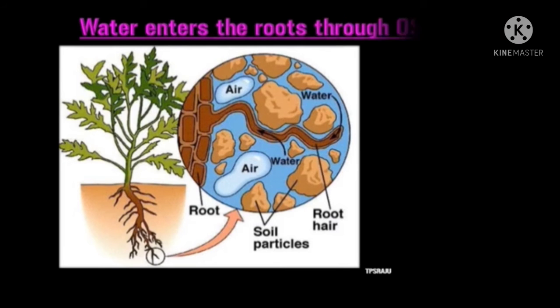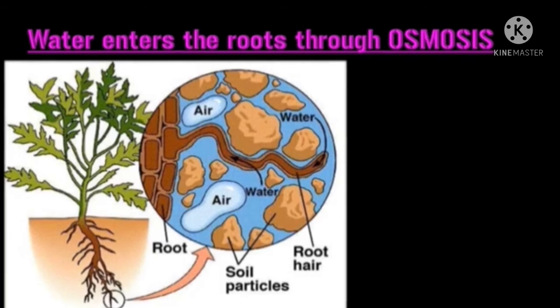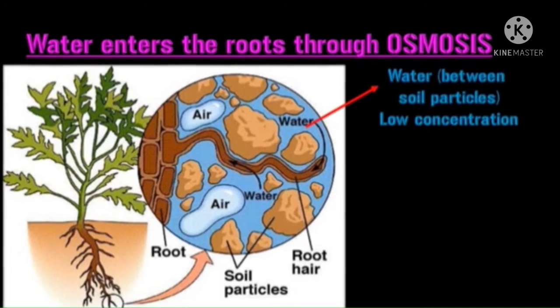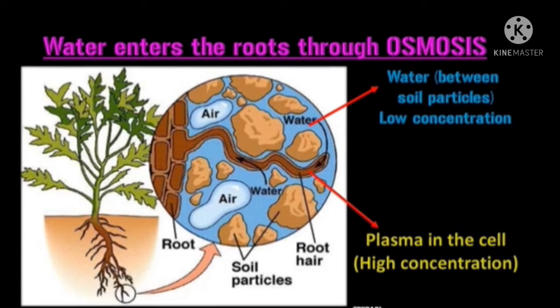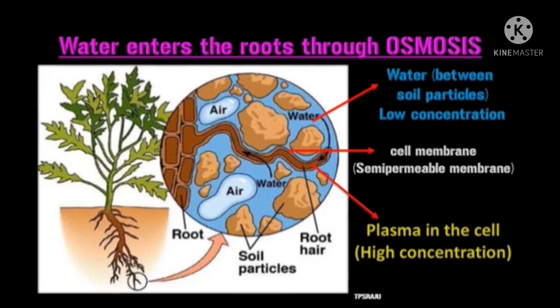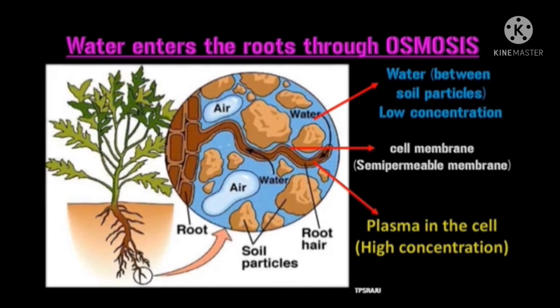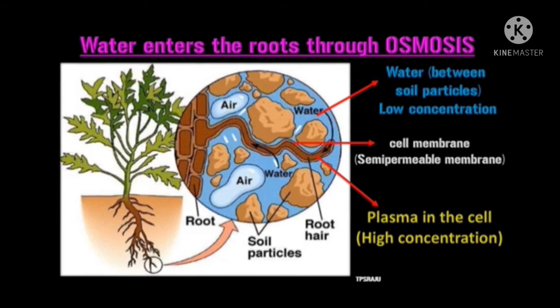In plants, osmosis plays a major role in absorption of water by root hair. Root hairs are surrounded by moisture. Soil water is more dilute than the plasma of the cells of root hairs. Cell membrane acts as a semi-permeable membrane. Due to osmosis, water moves from soil to cells of the root hair.